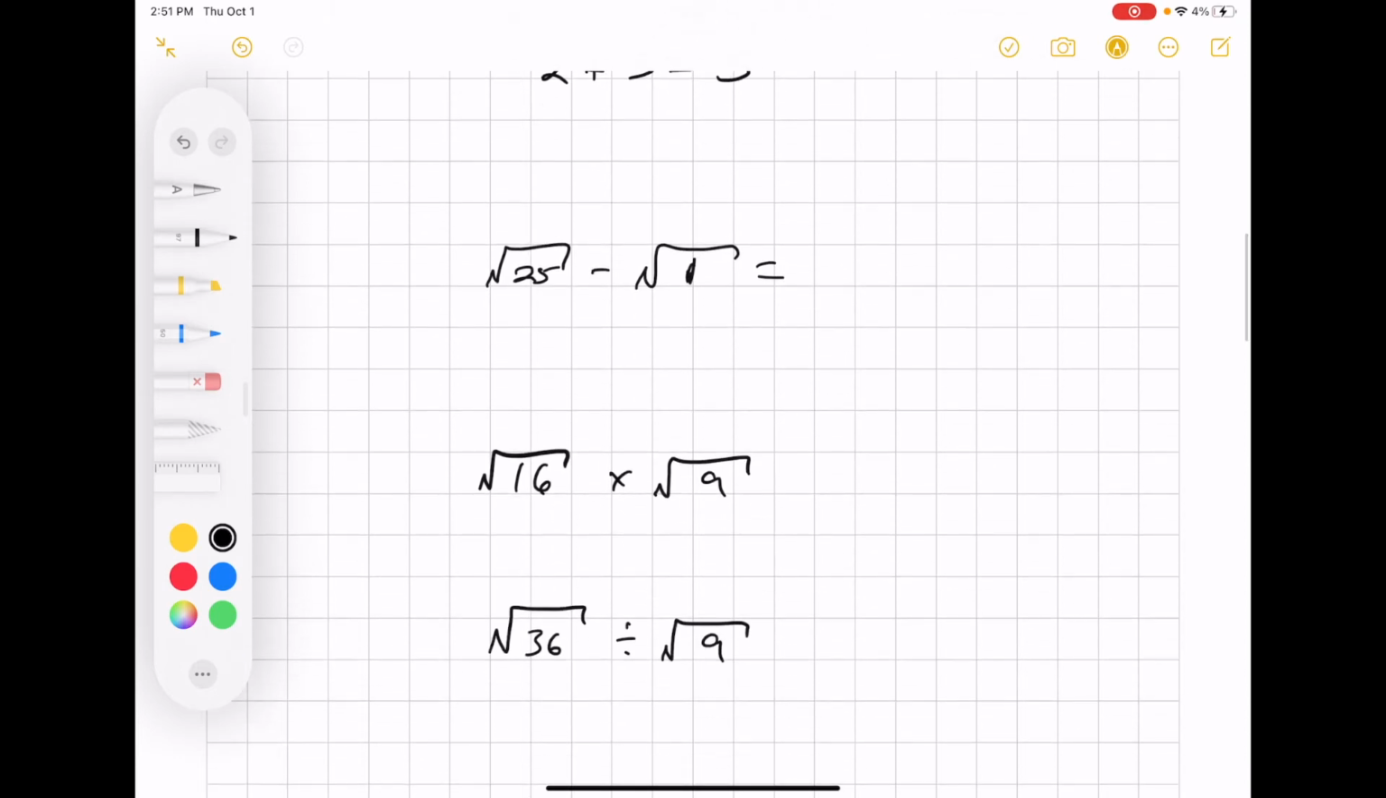Okay, here I'm asking myself what multiplies together to get 25. And again, if I didn't know that, I could start at 1. 1 times 1 is 1, 2 times 2 is 4, 3 times 3 is 9, 4 times 4 is 16, 5 times 5 is 25, right? So this answer here is 5. And I'm going to subtract, and the square root of 1 is 1, because 1 times 1 is 1. And then I'm just going to subtract.